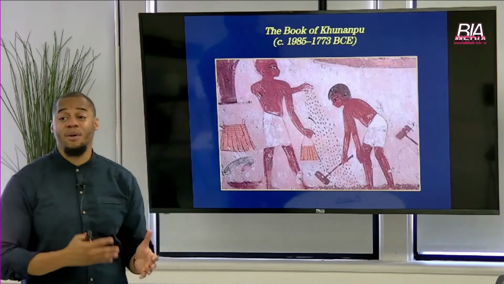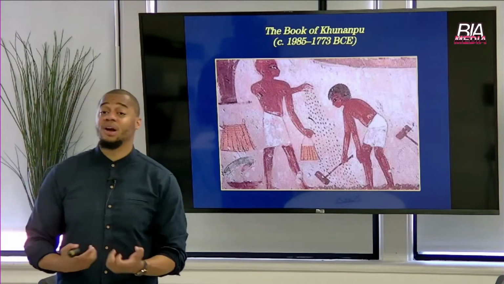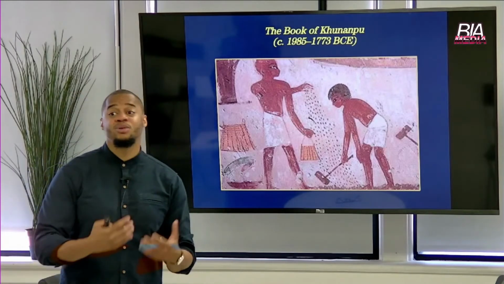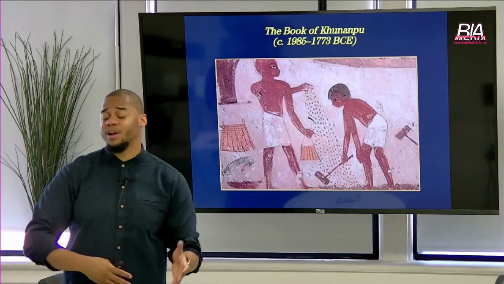This is a text from almost 4,000 years ago that is talking about ideas that we're still struggling with in terms of how do we treat everyone in our society equal, no matter how much wealth they have or don't have. Andrew, go ahead.